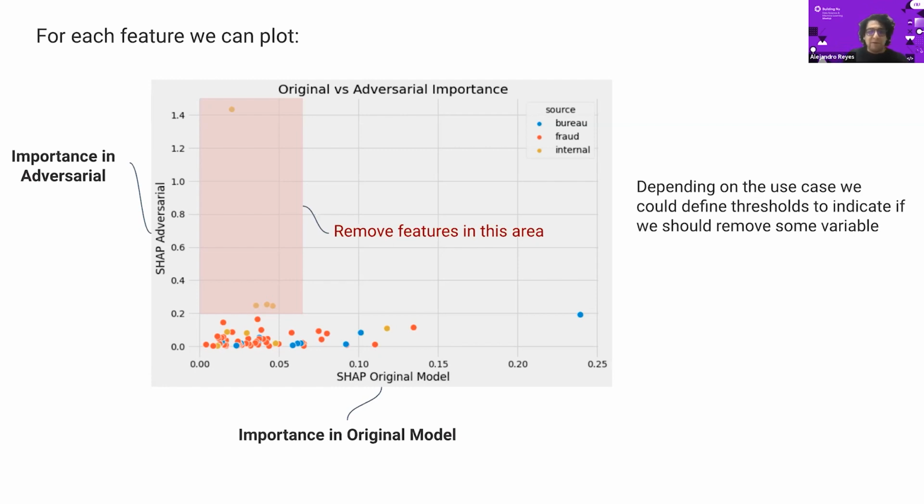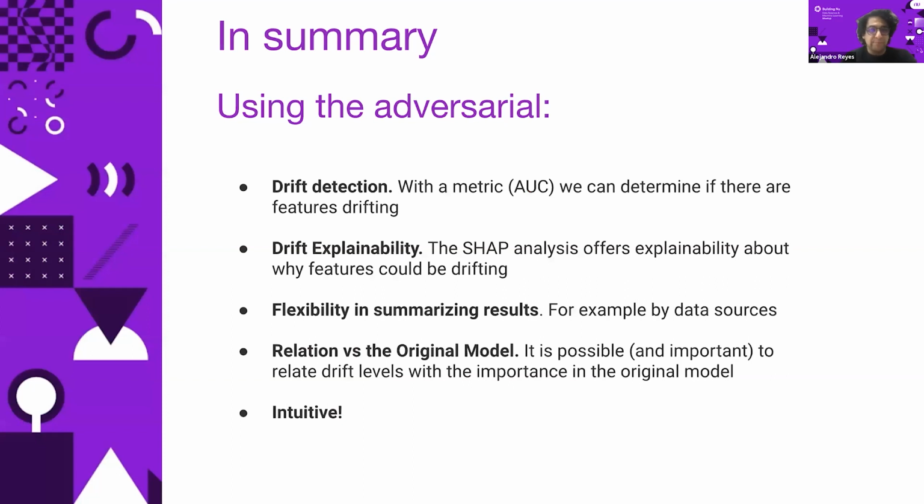So in summary, what do we have with the adversarial methodology? With adversarial methodology, we have number one, drift detection. With AGC and also with the shape analysis, we can determine if there are features drifting and what are these features. Second one, and this is great, the drift explainability, the why of the drift.